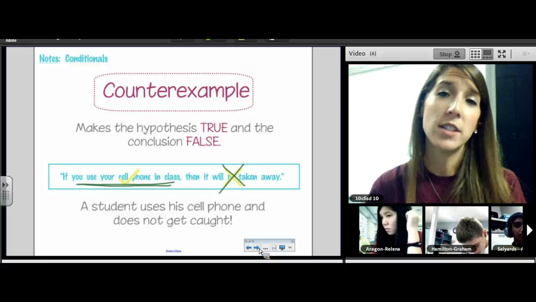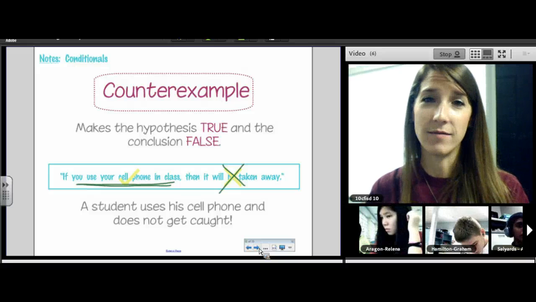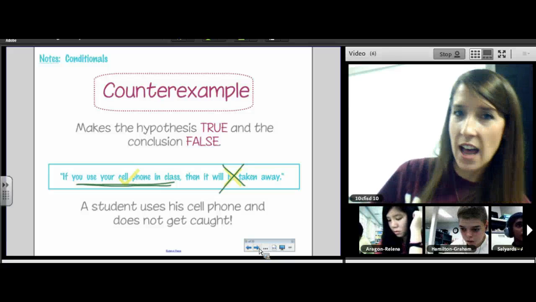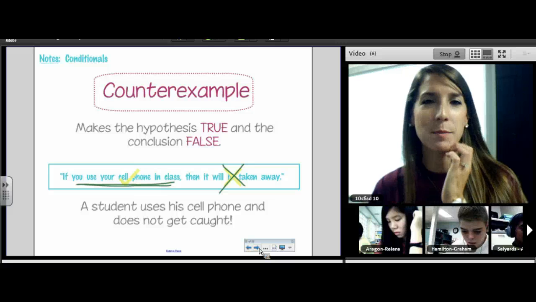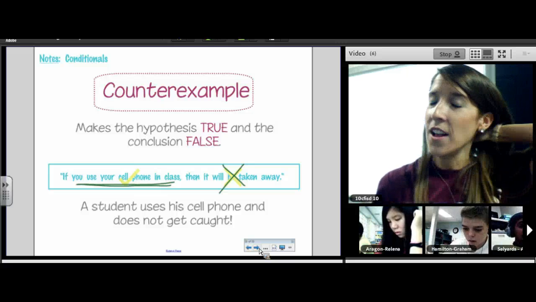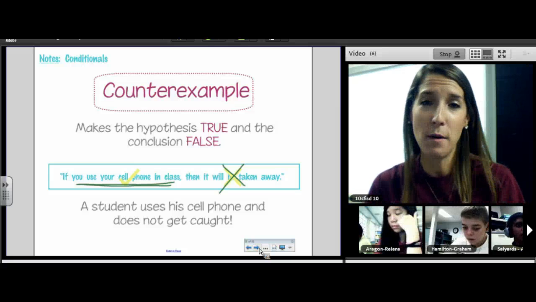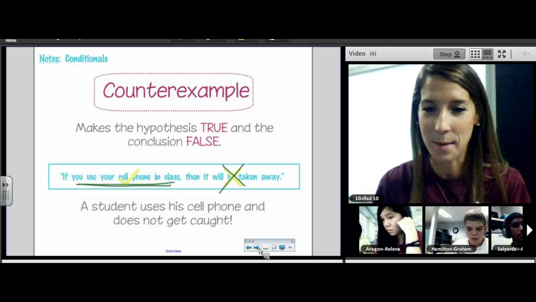Who has ever used their cell phone in class and it didn't get taken away? I'm sure that you guys have ways that you can very slyly look at your cell phone and we don't see, because believe it or not, we don't have eyes in the back of our head. So if that has happened before, then this statement has a truth value of false. You found a counterexample.